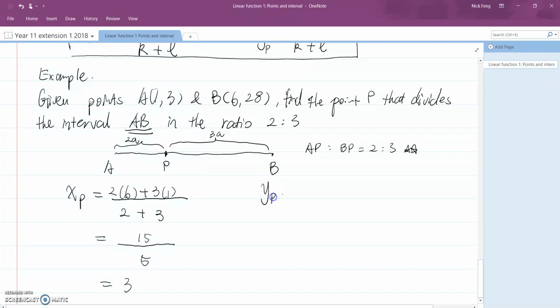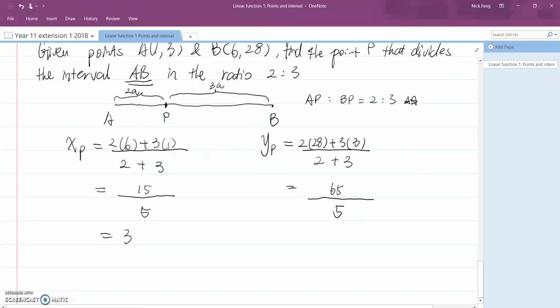And the y coordinate of this P is the same thing. So 2 plus 3, leaving some space. And instead of putting y1, y2, you put y2, y1. The bottom is still 5. The top is 56 plus 9. 56 plus 9, 65. Therefore, 13. Is it? Yep.